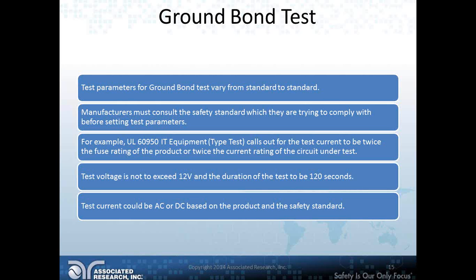So here's an example of how this test standard will actually provide you with all the information on even setting up the parameters as well as the types of tests that are required for your product. Test voltage is not to exceed 12 volts and the duration of the test is to be 120 seconds. Again, an example right out of the IT standard. They're actually providing us with all the test parameters, which makes things a lot easier. The test current for your ground bond test could be AC or DC based on the product, and again, the safety standard may call out for an AC or a DC test, so your best resource is your safety standard.